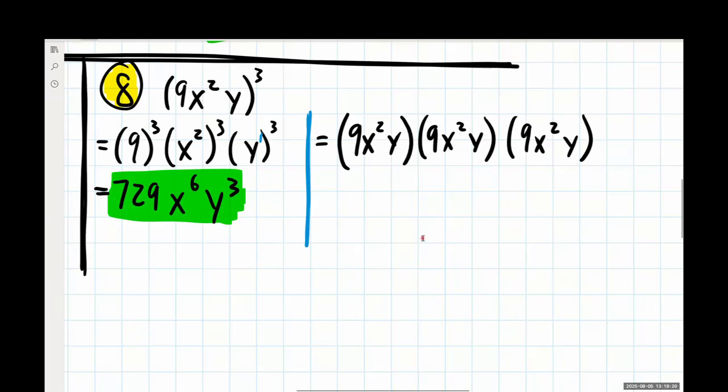And again, with multiplying things, I'm now just going to multiply the same bases together. So I have 9 times 9 times 9. That is going to give me 729. I have x squared times an x squared times another x squared. That's going to give me x to the 6th when I apply the product rule. And I have y times y times y, which is going to give me y to the 3rd power, again using the product rule.